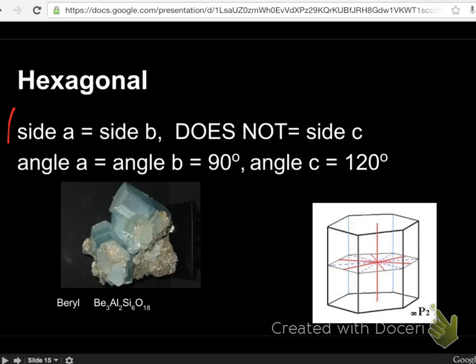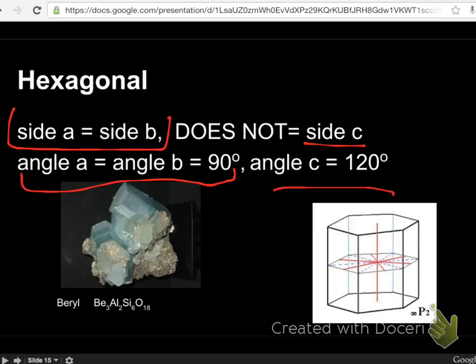hexagonal. So the hexagonals are pretty. We have two sides that are equal and one side that is different, or axes, really. And then two angles that are 90 and one angle that is distinctly different. It's 120. So we have a 90 between that upright and that first one there. And we have a 90 between them on this plane. But then we have 120 from there to there. It's hard to see. But anyway, it's one where it's not just that the angle isn't 90, it is specifically 120. And what that gives you is this distinctive hexagonal or six-sided face.